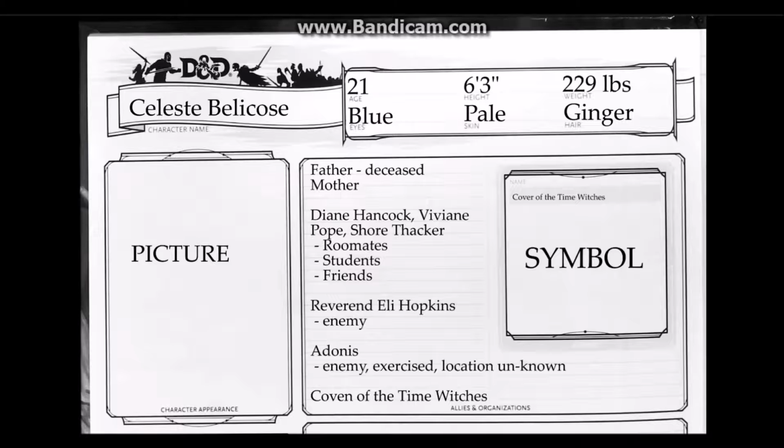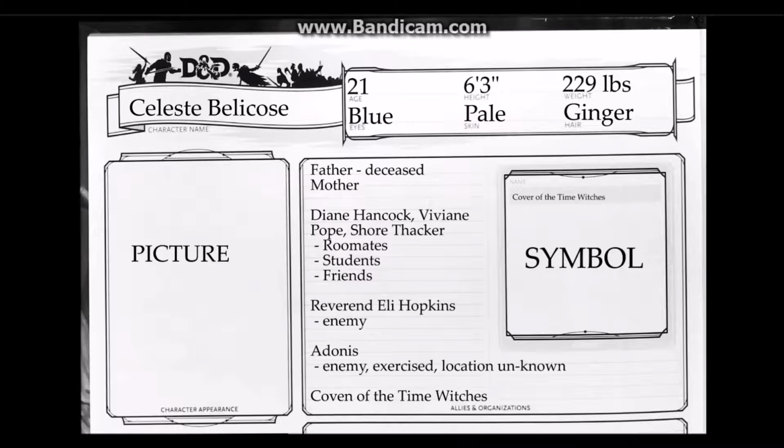Now, for Dungeons and Dragons, when you're trying to determine height, there's a predetermined height depending upon your race. In the case of a human, it's 4'8". And then what you do is you roll 2d10. That's two 10-sided dice to add to that 4'8" height. I happen to roll a 17, so Celeste turned out to be 6'3", so she's a tall girl.